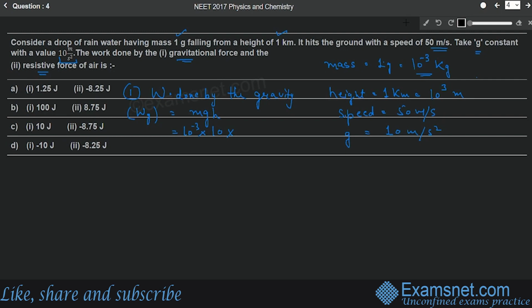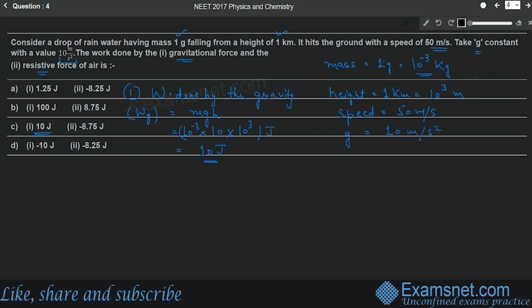Height is 10 to the power 3 meter, right? 10 to the power 3, and the unit of work will be joule. So on solving this, we'll get 10 joule. So this is the amount of work done by the gravity. That means option C should be the correct answer, because it is the only option where work done due to gravity is mentioned as 10 joule.